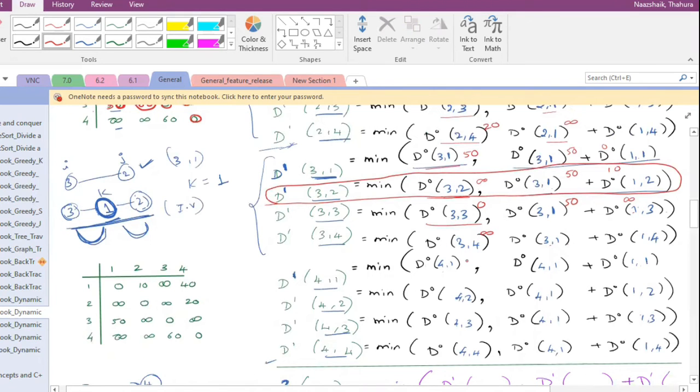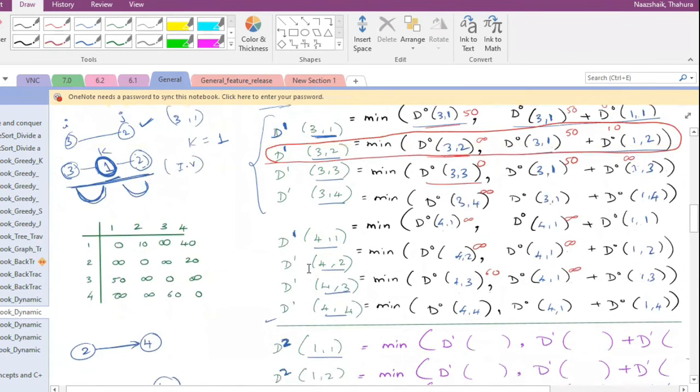4 to 1 is infinity. Can I go? This is also infinity. So this is not changing. 4 to 2 is infinity. Can I go 4 to 1? But that is also infinity. So this is not changing. 4 to 3 is 60. Can I go from 4 to 1? But this is infinity, right? So this will remain minimum value. So it will remain 60. Finally, this diagonal, you don't have to solve it. It'll be the same value, right?